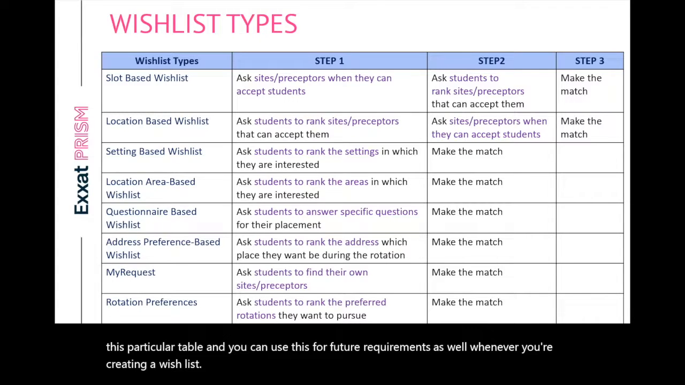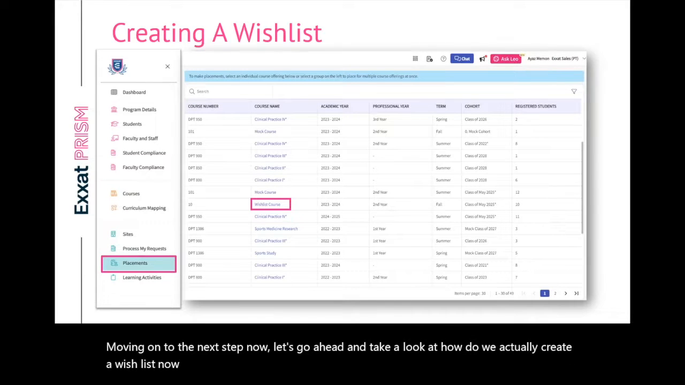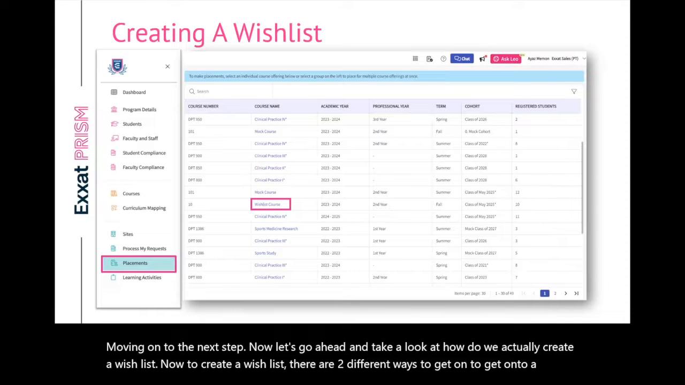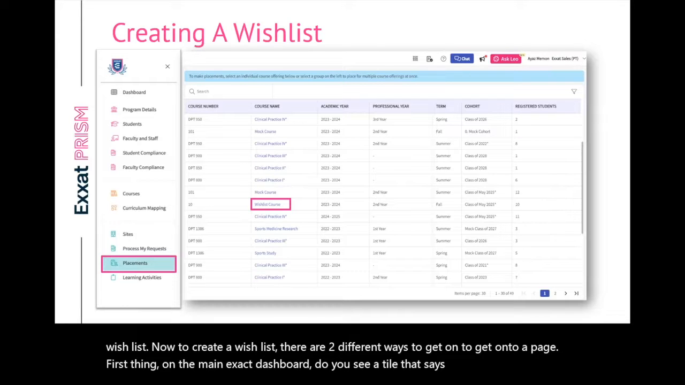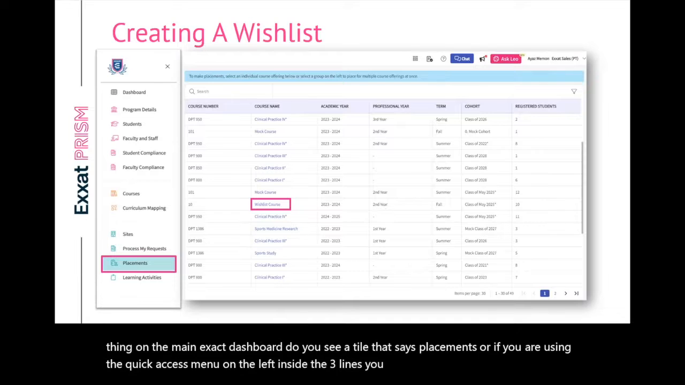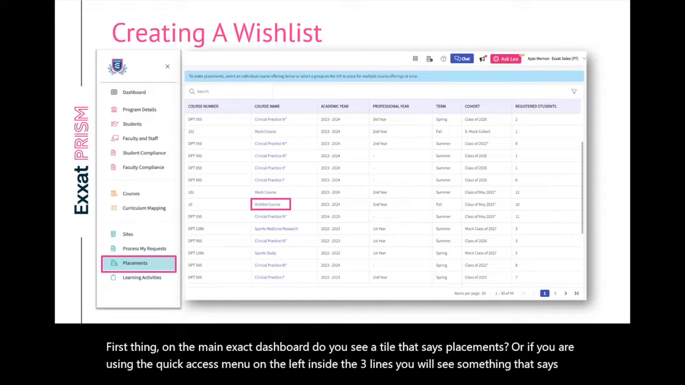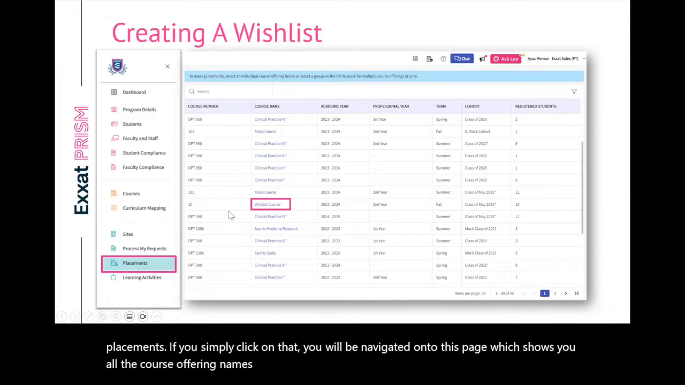Moving on to the next step, now let's go ahead and take a look at how we actually create a wish list. Now, to create a wish list, there are two different ways to get onto a page. First, on the main Exact dashboard, do you see a tile that says placement? Or if you're using the quick access menu on the left-hand side, the three lines, you will see something that says placement. If you simply click on that, you will be navigated onto this page, which shows you all the course offering names along with the course numbers.